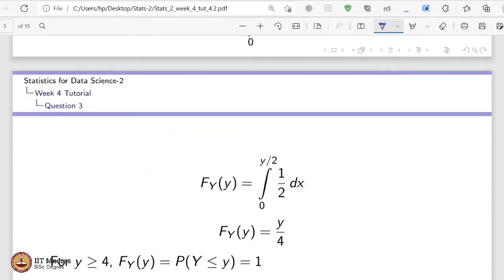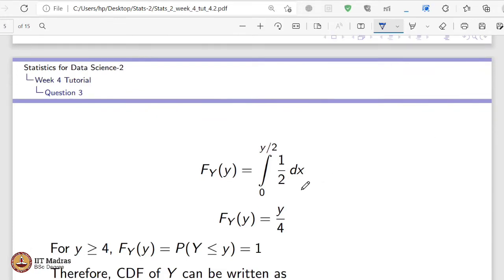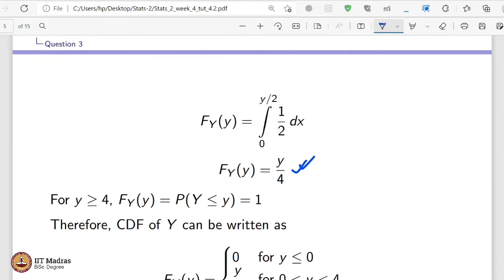So what is the PDF? We have the PDF as 1 upon 2. So we just have to integrate from 0 to y by 2. We'll get y upon 4. Okay, so now we get the CDF of y as y upon 4.